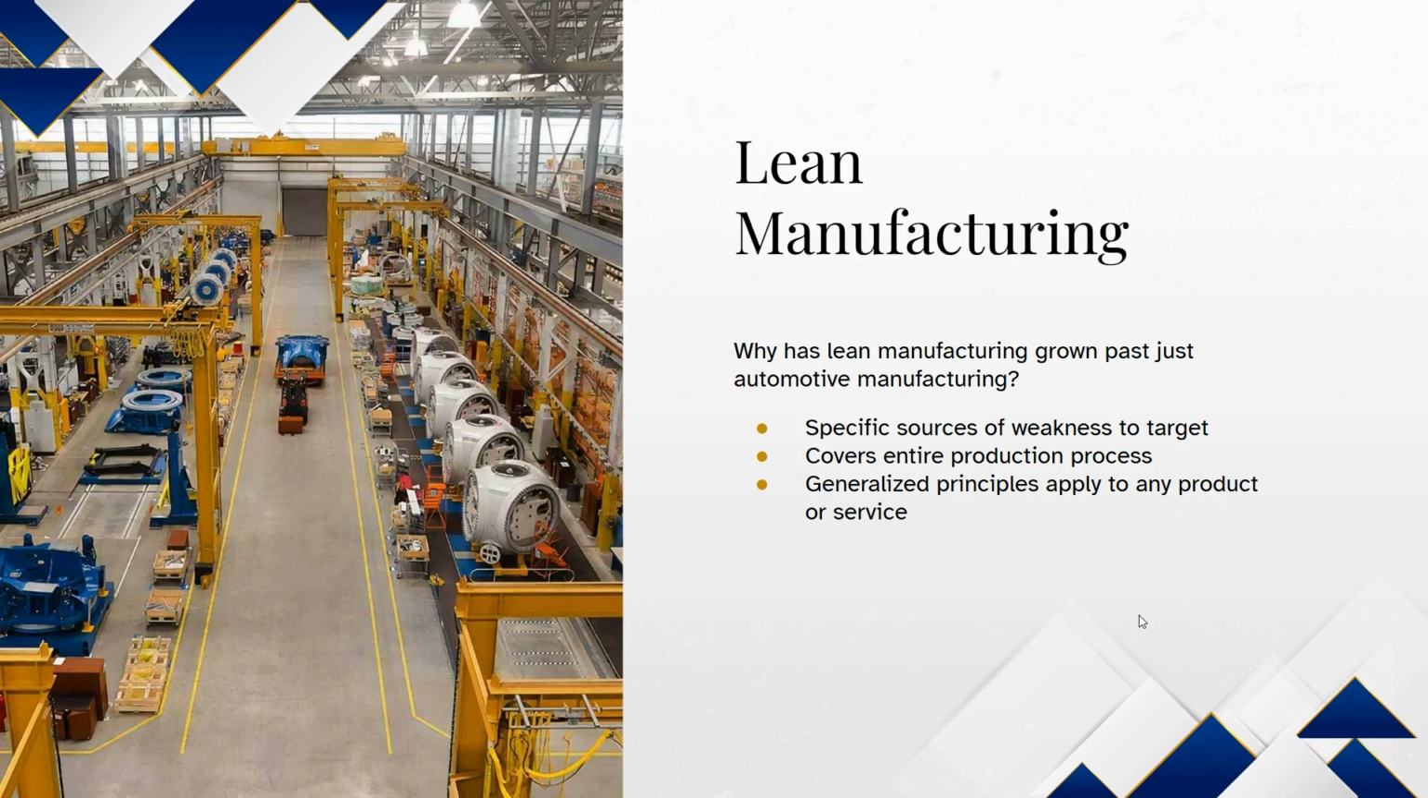So why has lean manufacturing grown past its start in automotive manufacturing? I think lean manufacturing is incredibly vital because it provides a widely applicable algorithm for locating specific sources of weakness in the manufacturing process. Also, lean manufacturing covers the entire manufacturing process. Even product transportation and delivery can be optimized with muda, mura, and muri. On the same note, any product can benefit from accounting for these general principles outlined in lean manufacturing.